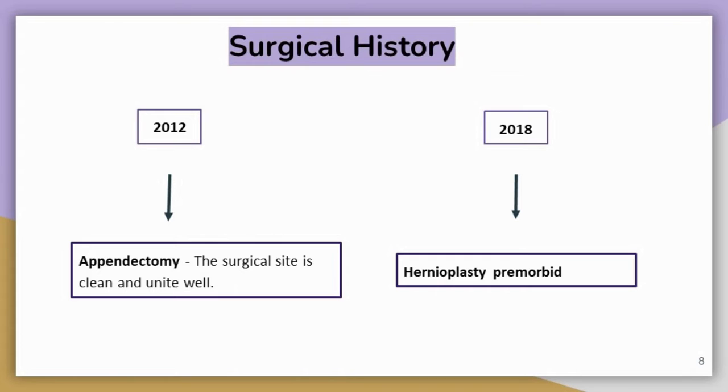For the surgical history, the patient only had 2 surgeries, and one of them was in 2012, which was an appendectomy. Currently, the surgical site is clean and united well. And then the other one was in 2018, which was a hernioplasty, premorbid.